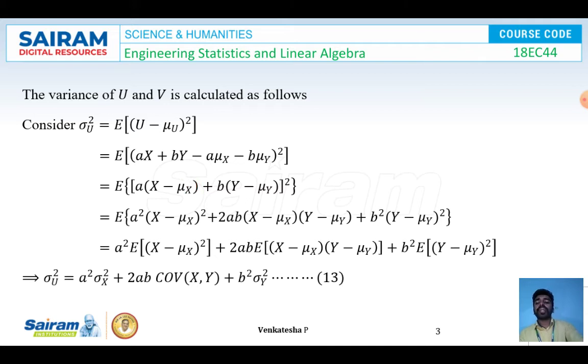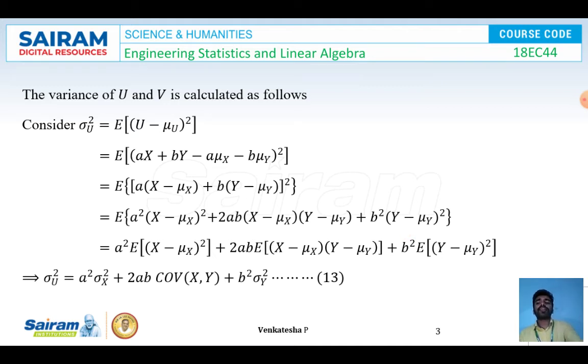So I got expectation of a square (X minus mu X) whole square plus 2ab (X minus mu X)(Y minus mu Y) plus b square (Y minus mu Y) whole square. Now by the properties of expectation, the equation leads to a square into expectation of (X minus mu X) whole square plus 2ab expectation of (X minus mu X)(Y minus mu Y) plus b square expectation of (Y minus mu Y) whole square.